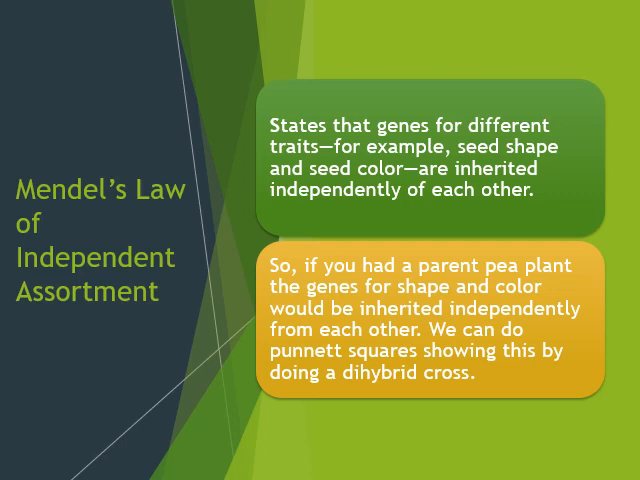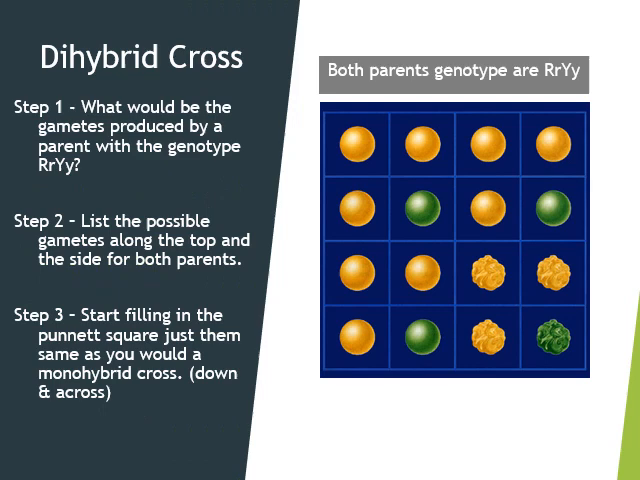Okay, the next thing, Mendel came up with the law of independent assortment. It states that genes for different traits, for example, seed shape and seed color, are inherited independently of each other. So if you have a parent pea plant, the genes for shape and color will be inherited independently of each other. And we can show that by doing a dihybrid cross. For the dihybrid cross, we go through and do the FOIL method to determine the genotypes of the gametes from the parents. Then we list them along the top and the sides for both parents. In this one, I said both parents have the genotype big R, little r, big Y, little y.